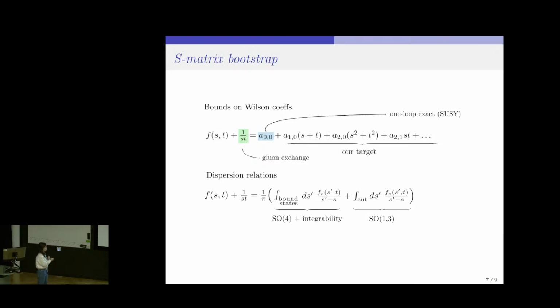And the way to do it is using dispersion relations. So the fact that we can write the scattering amplitude as an integral over its imaginary part. So we have an integral over the bound states. Here we are going to use SO(4) partial waves and the knowledge of the spectrum coming from integrability. And then we have an integral over the cut where we are going to use SO(1,3) unitarity.